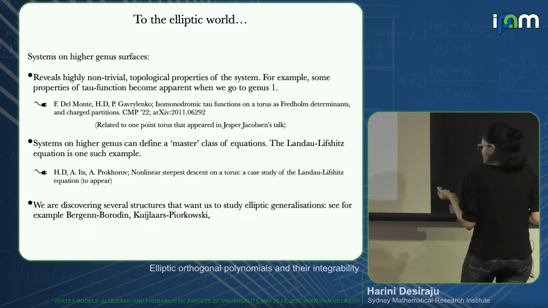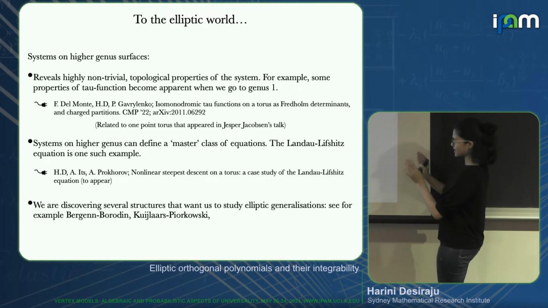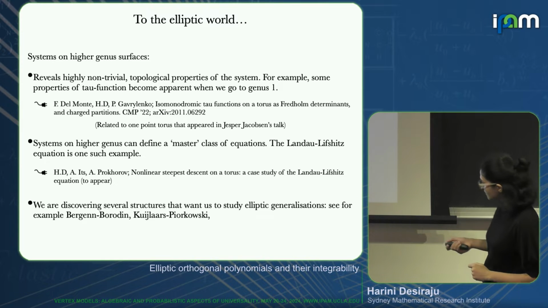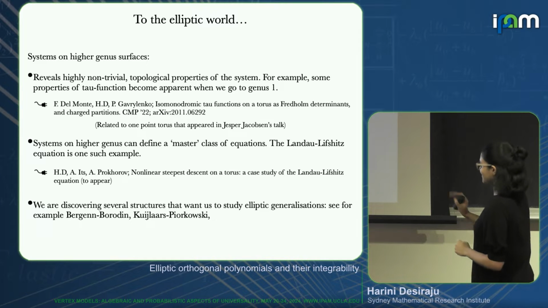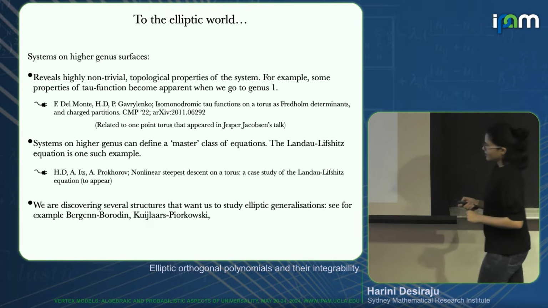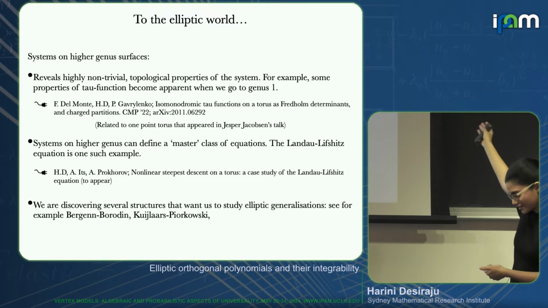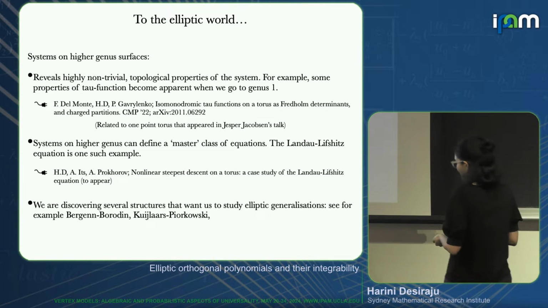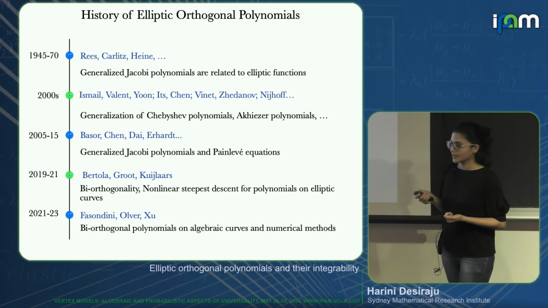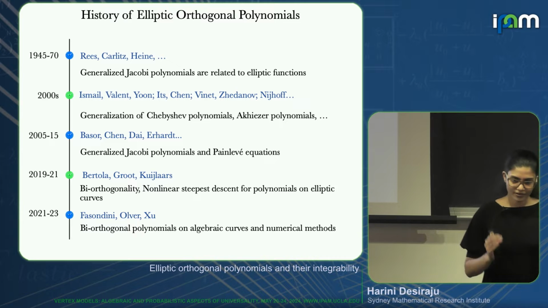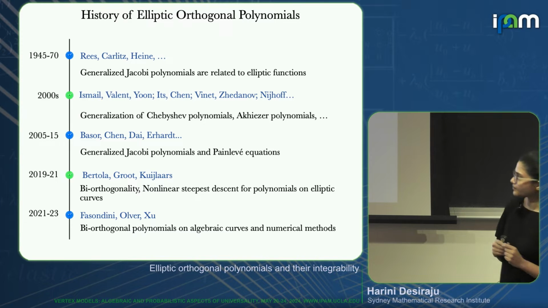There are many such elliptic generalizations that we've seen, not necessarily in the polynomial world, but elsewhere. For example, in Borodin's talk, and maybe I misspelled his name, but okay. So we have orthogonal polynomials. I'm telling you why it's good to see the elliptic cases. Let's now go to the history of orthogonal polynomials in particular.